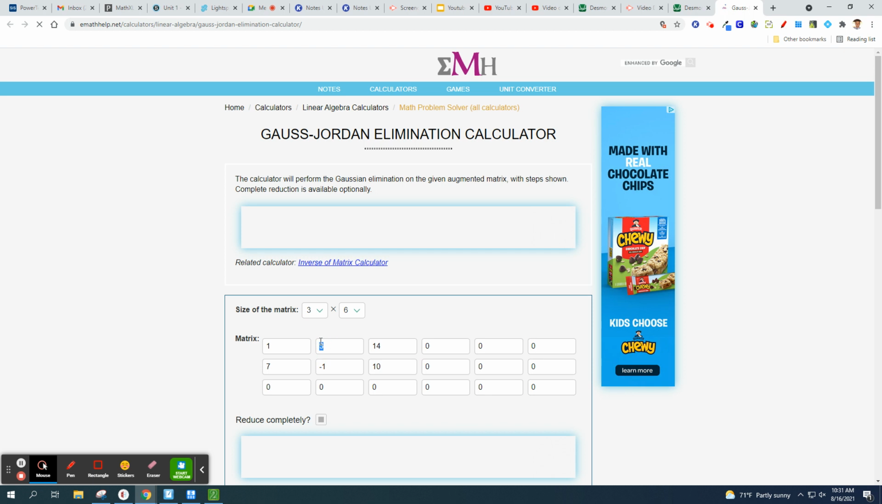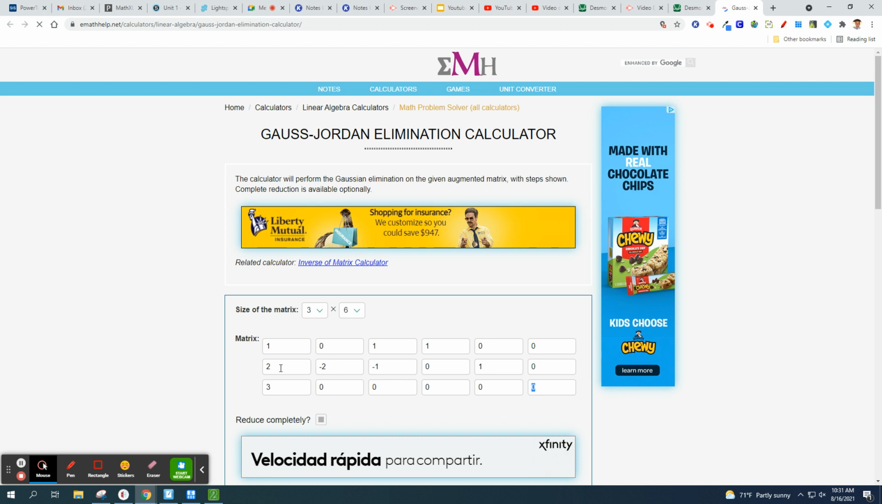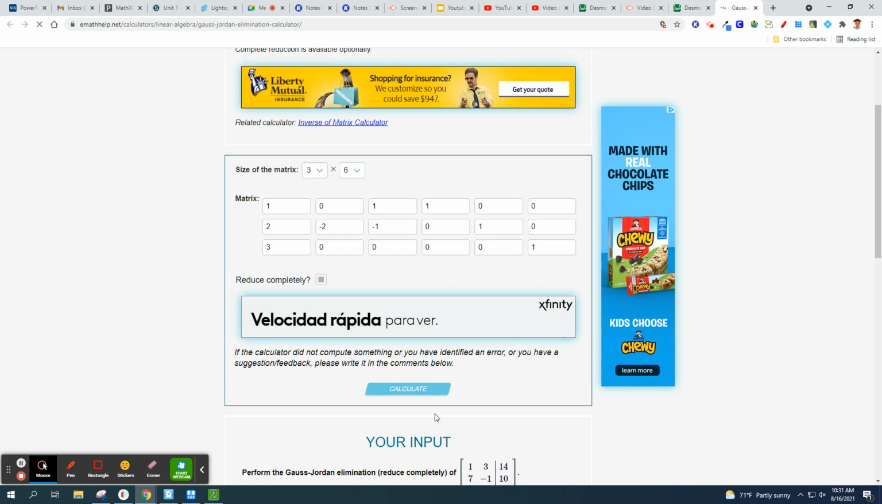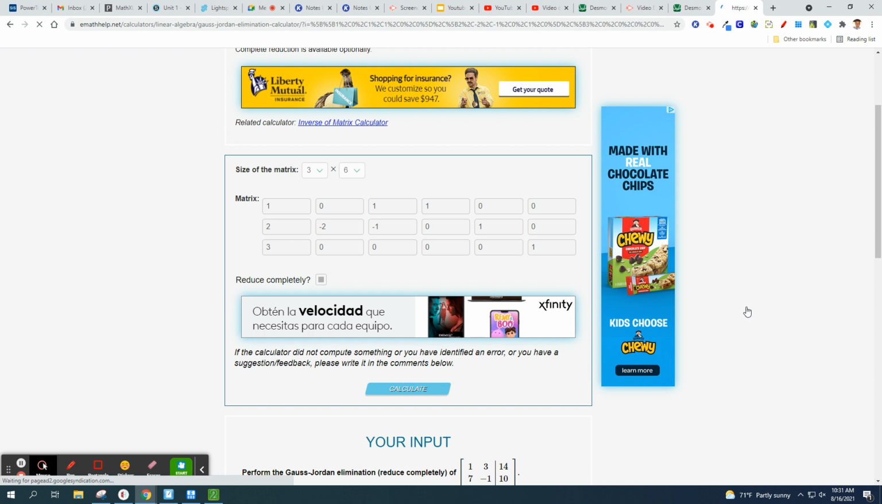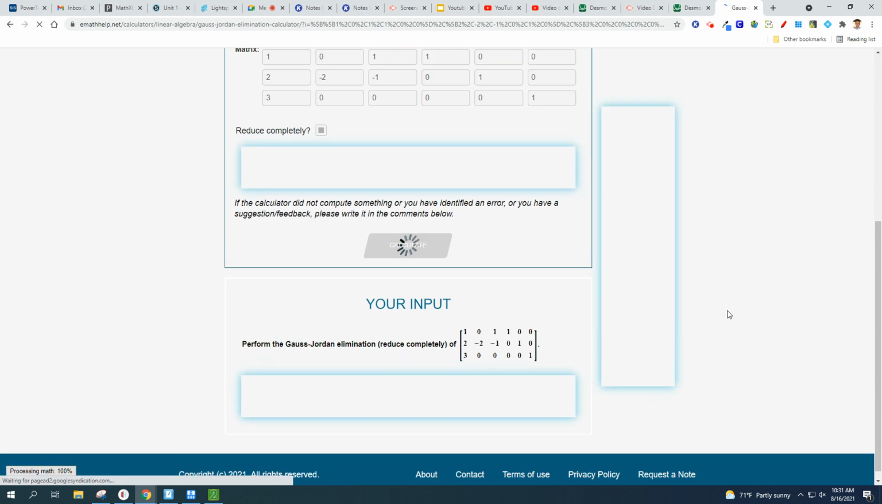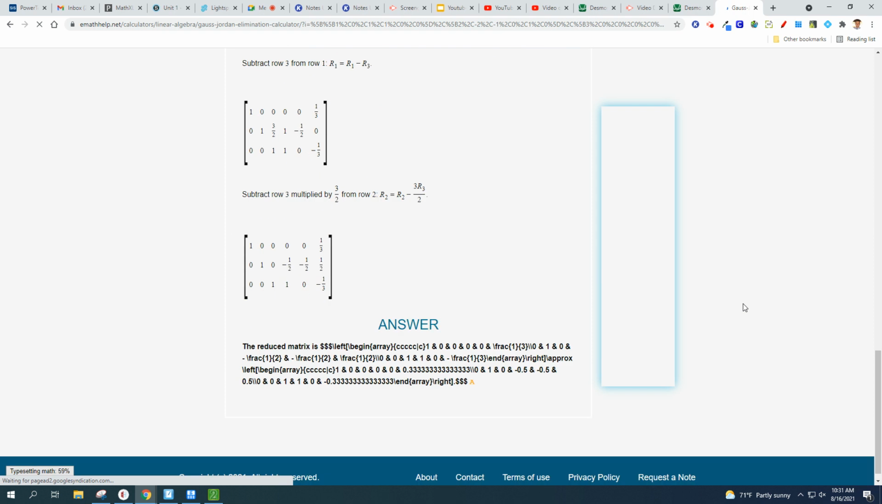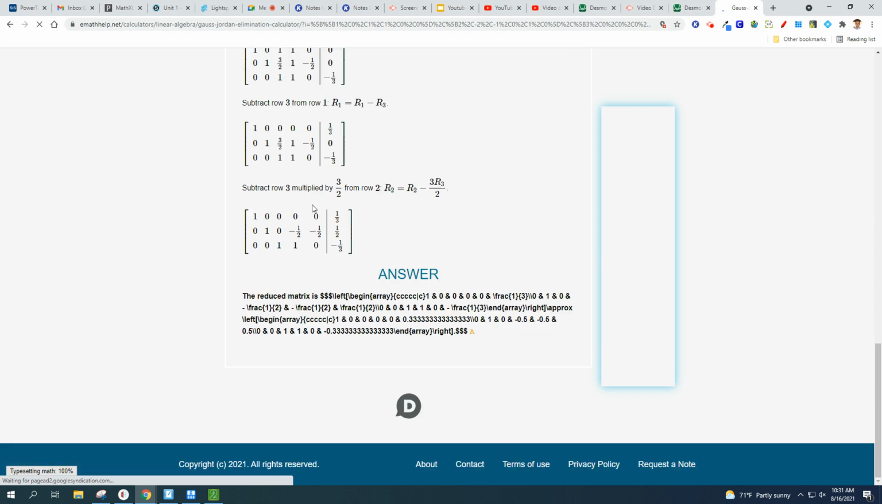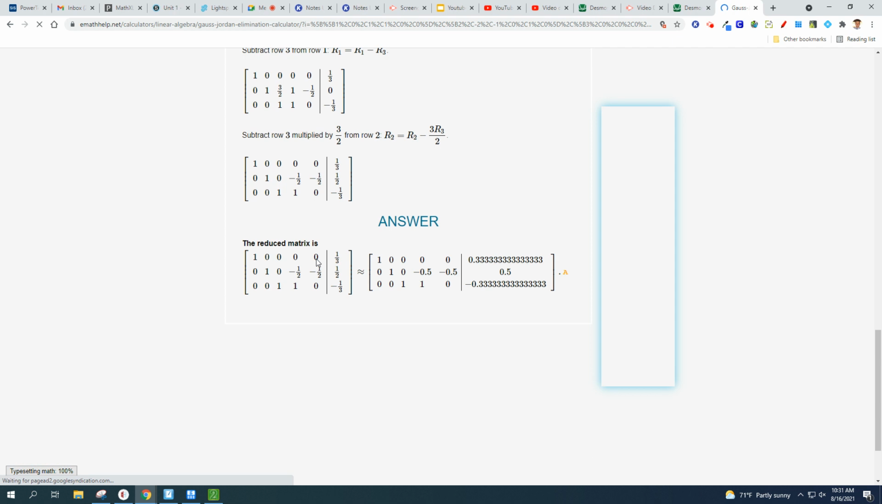This one's a 1, 0, 1, 1, 2, -2, -1, 0, 1, 0, 3, 0, 0, 0, 0, 1. Let's see if this works. All right, sweet. That's our reduced row echelon form, I guess.